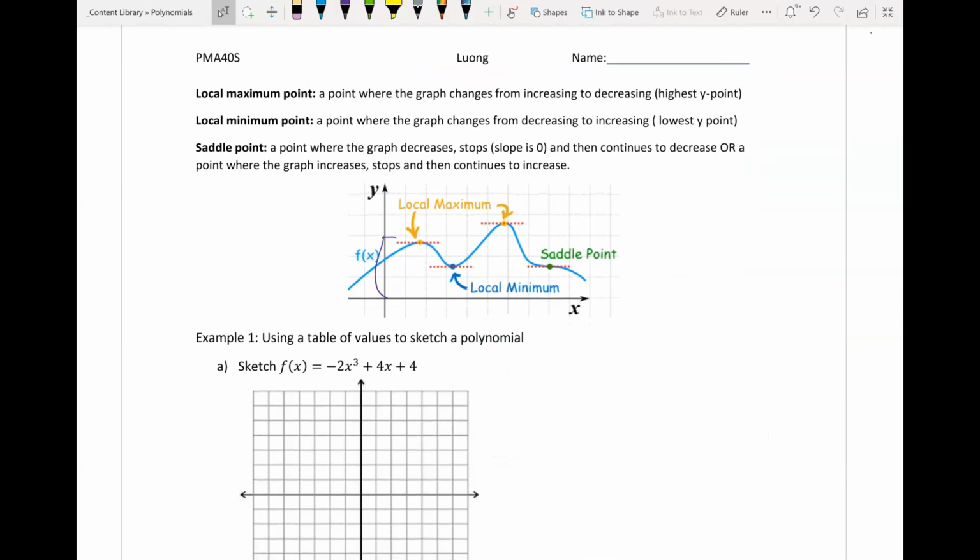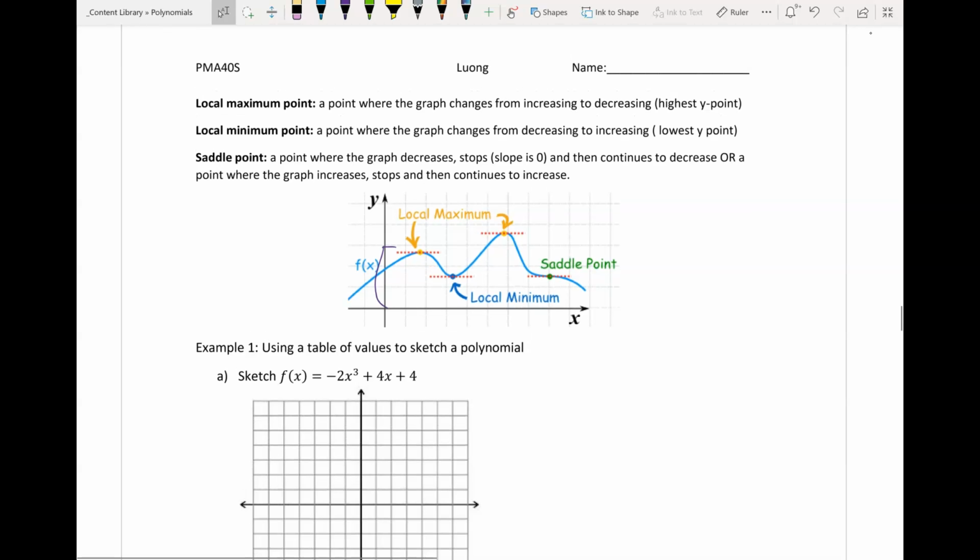Some terms that might be relevant are your local max point and your local min point. I wouldn't really worry about the saddle point for now. We're not going to utilize that very much. But you should know that a saddle point is kind of the same shape as your y equals x cubed graph. It would look something like this, where it flattens out a bit as you cross 0. So that is the saddle point.